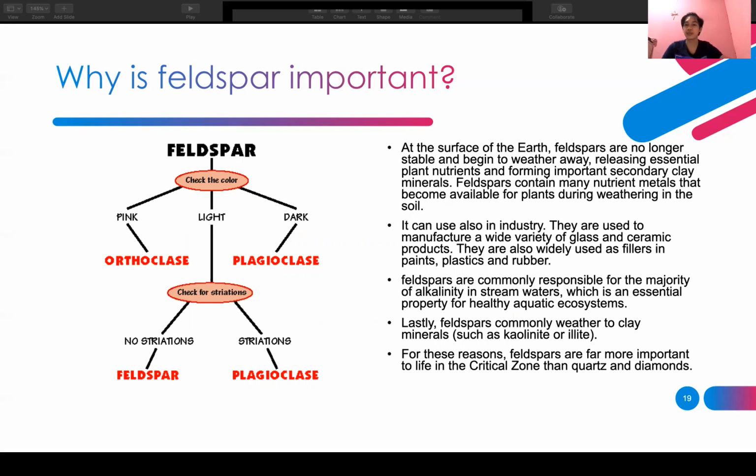Feldspars are commonly responsible for the majority of the alkalinity in stream waters, which is an essential property for a healthy aquatic ecosystem. For these reasons, feldspars are far more important to life in the critical zone than quartz and diamonds.